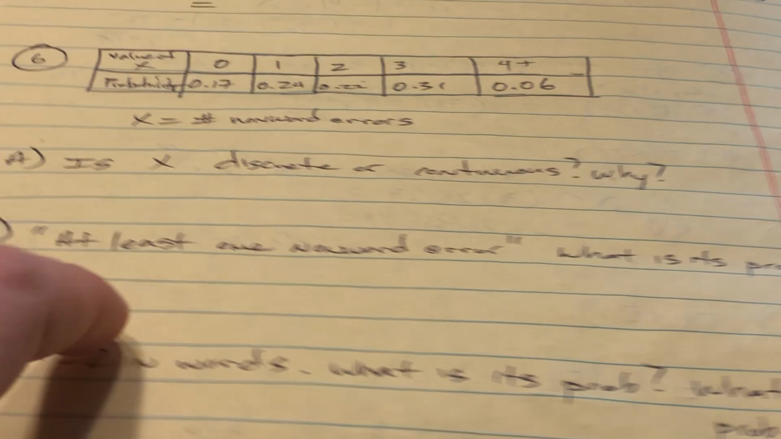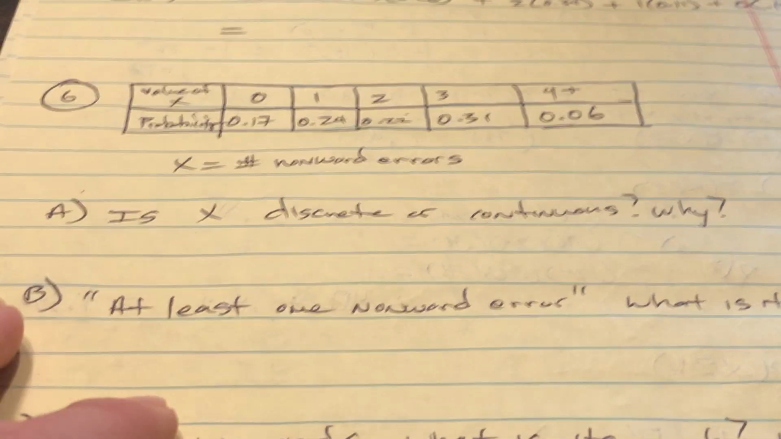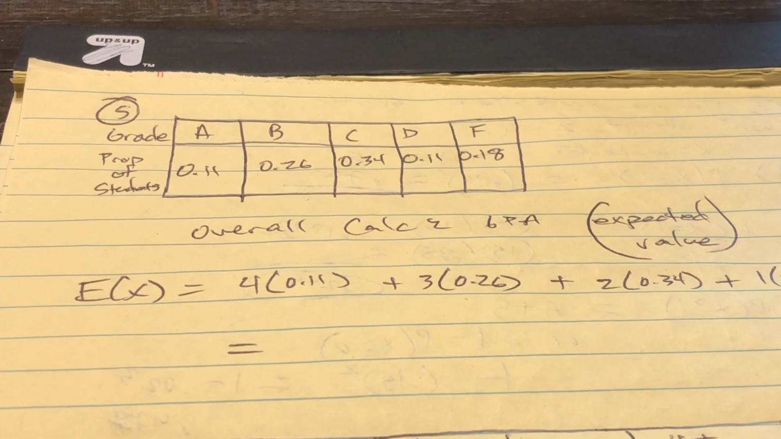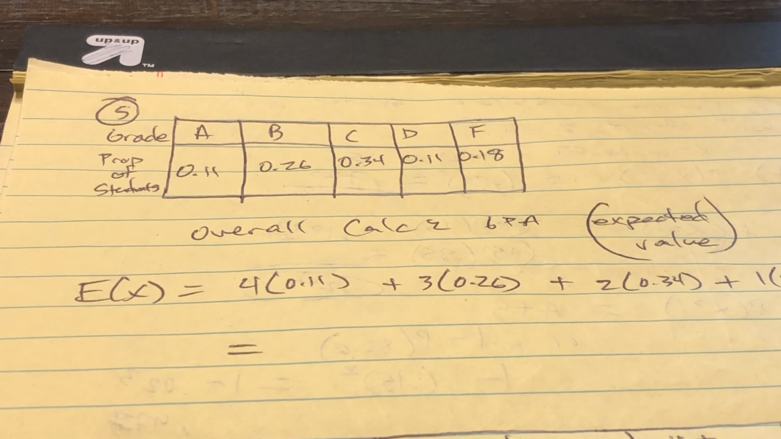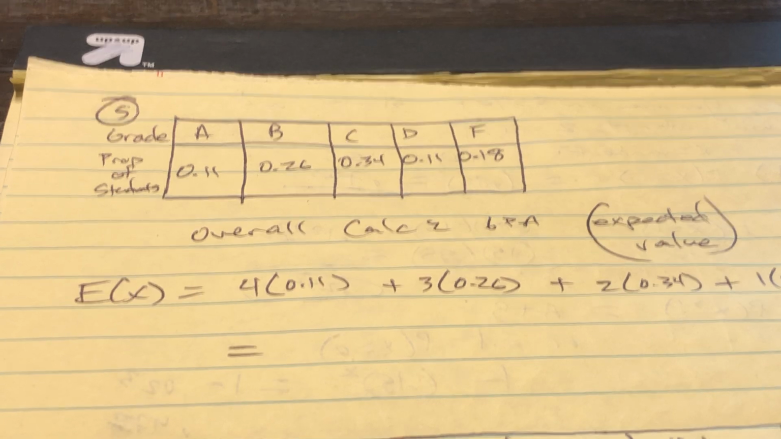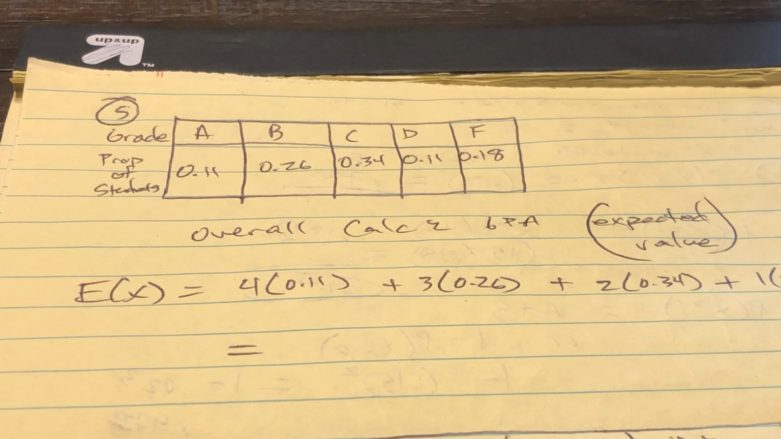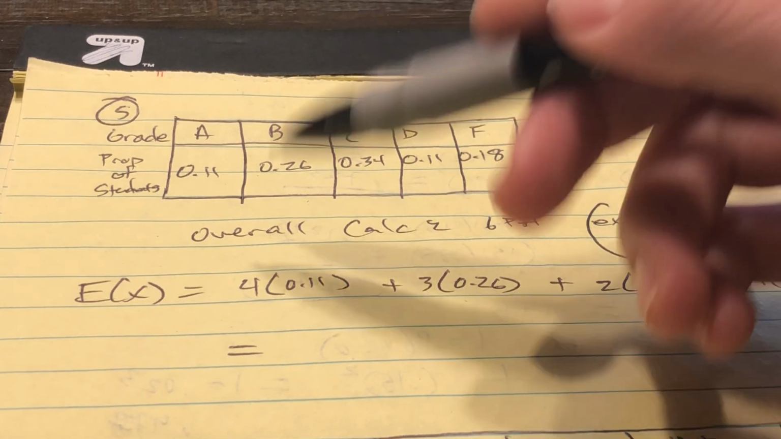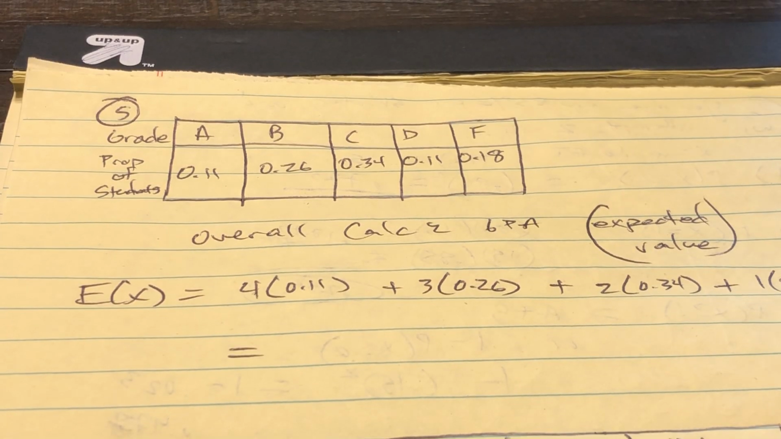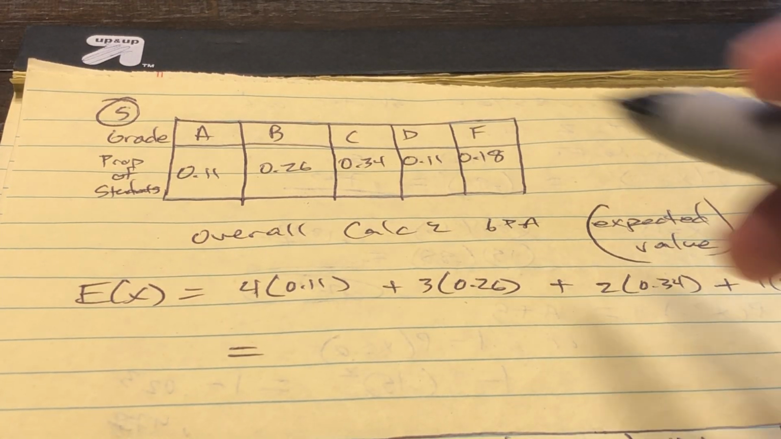Then we go to number 5. And 5 gives you the grade distribution of a Calculus 2 class. Using the standard 4, 3, 2, 1, 0 scale, find the overall Calc 2 GPA. That's like the expected value here. All right, so you get 4 points for an A, 3 for a B, 2 for a C, 1 for a D, and no points for an F.